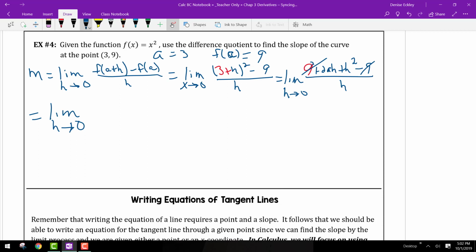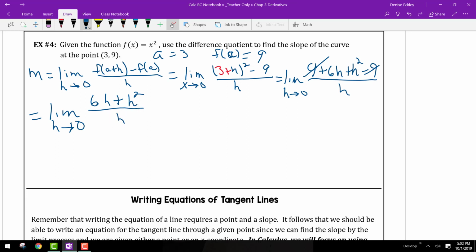I'm sorry. Let me go back here. Let me redo this. I apologize. Let me redo this whole line. Okay, so this is going to be 9 plus 6h plus h squared minus 9, because I didn't substitute the 3 everywhere. I apologize for that. All over h. So when we simplify this, the 9's cancel, and we're left with 6h plus h squared all over h.